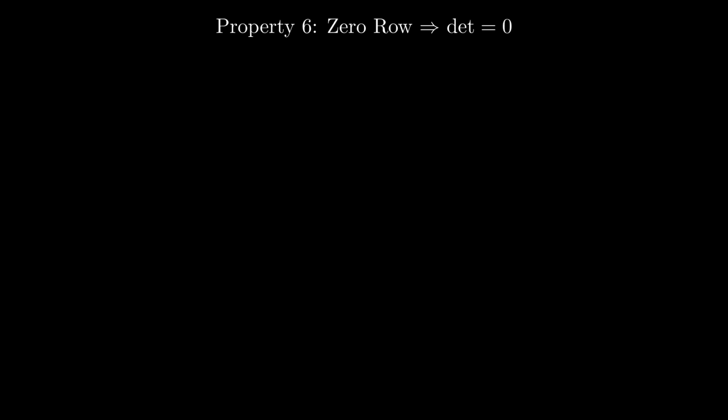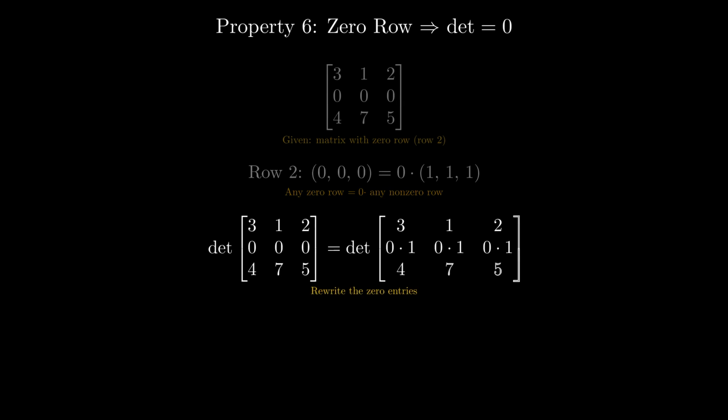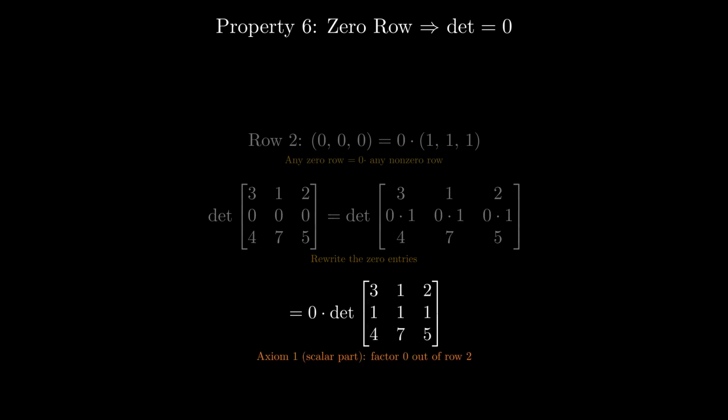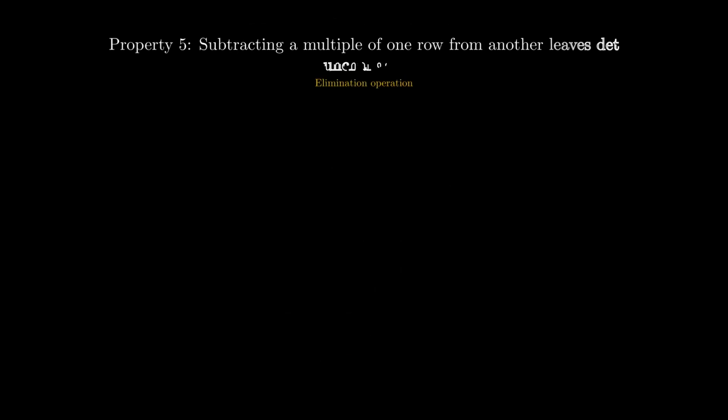Property 6, a matrix with a 0 row has determinant 0. Take this matrix. Row 1 is 3, 1, 2. Row 2 is all zeros. Row 3 is 4, 7, 5. Now rewrite the 0 row as 0 times the row 1, 1, 1. By the scalar part of axiom 1, we can pull that 0 out in front of the determinant. So the determinant equals 0 times the determinant of the modified matrix, where the second row is now 1, 1, 1, and of course 0 times anything is 0. Done.